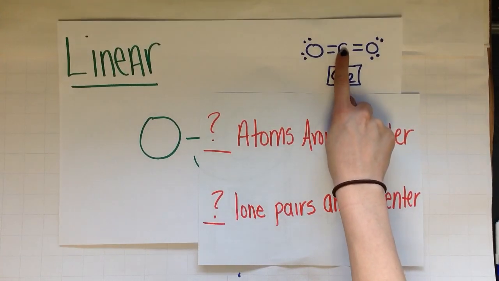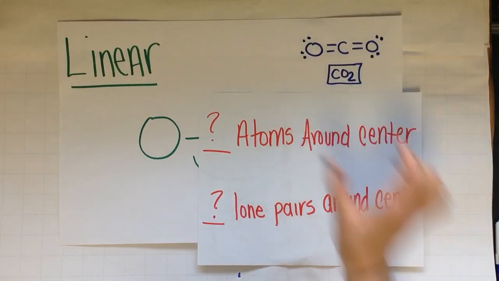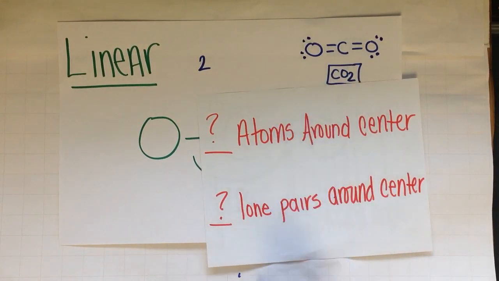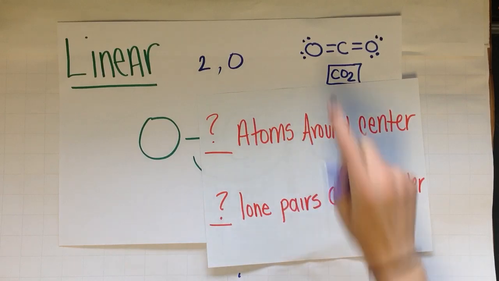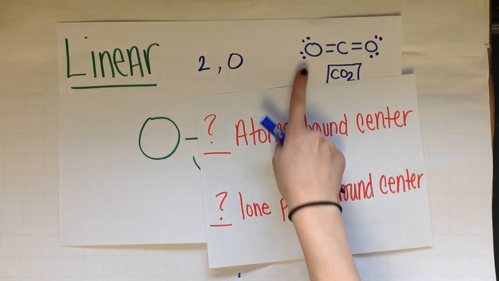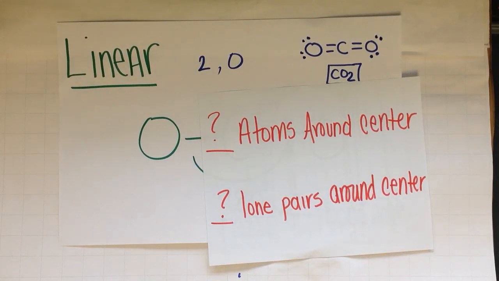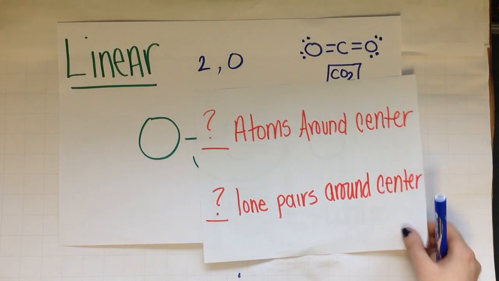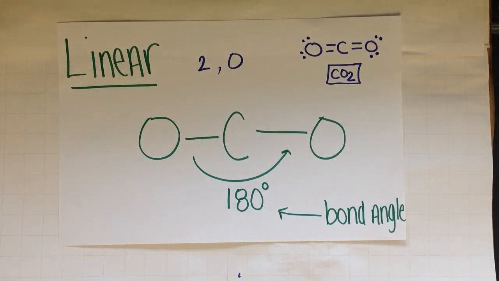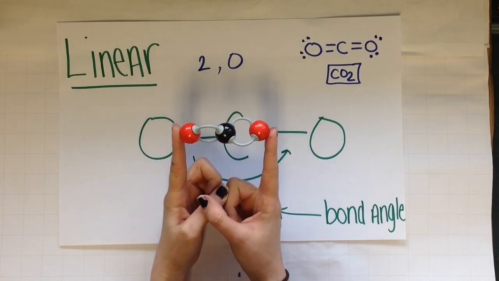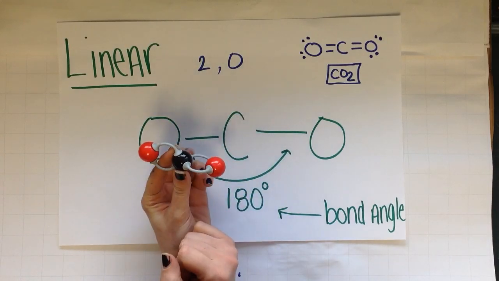How many atoms around the center? Well, here's the center. So there are 2 atoms around the center. So far 2. How many lone pairs? 0. Right? The center has no lone pairs. Remember, these are not considered center atoms. So these are non-bonding pairs, but they're not the lone pairs around the center. Therefore, when I put together my 2 and 0 combination, I get what's known as linear. If you notice here, black represents carbon.